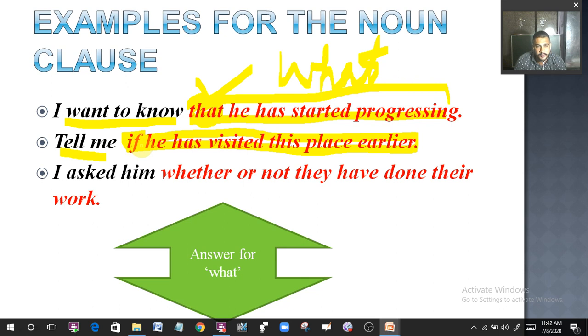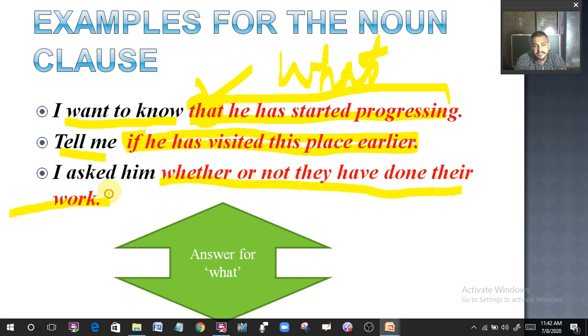"If" can also be used as a conjunction, and whenever it is used as a conjunction we are making a noun clause, because we are getting the answer for what here. Tell me what: tell me if he has visited this place earlier, okay. Then the third statement is "I asked him whether or not they have completed their work."